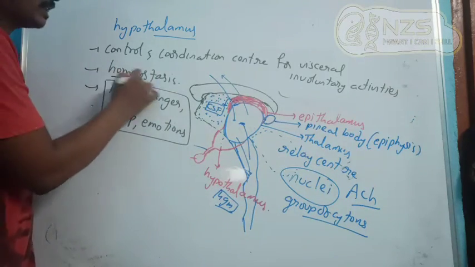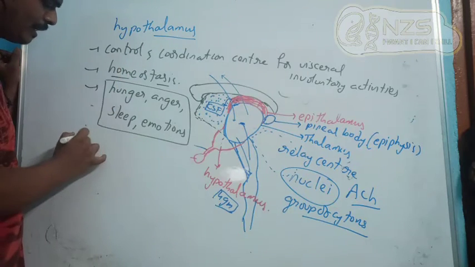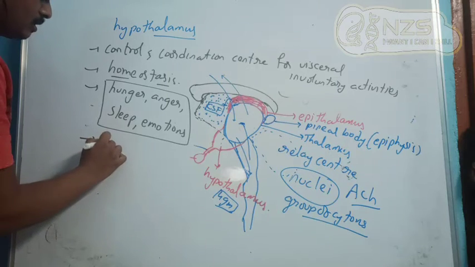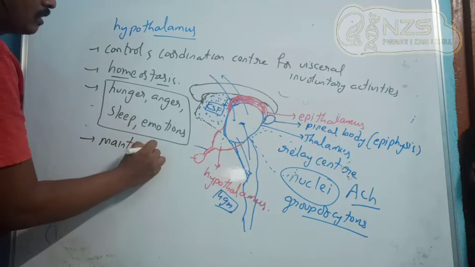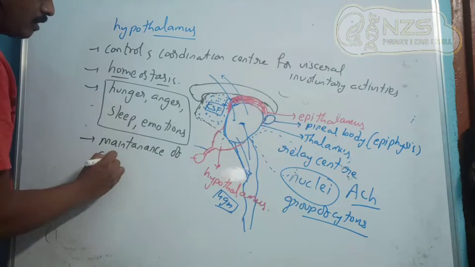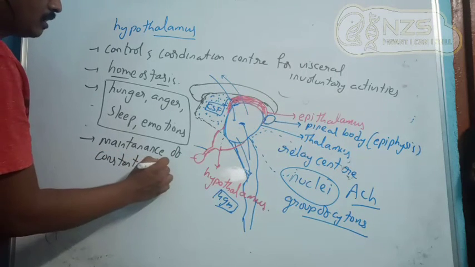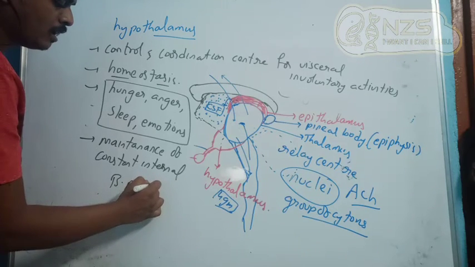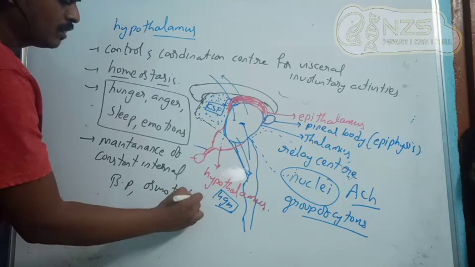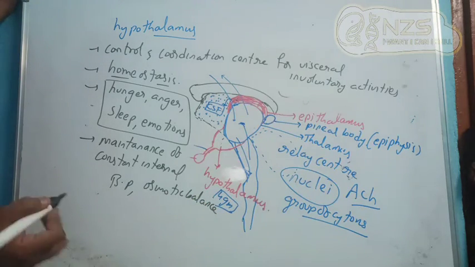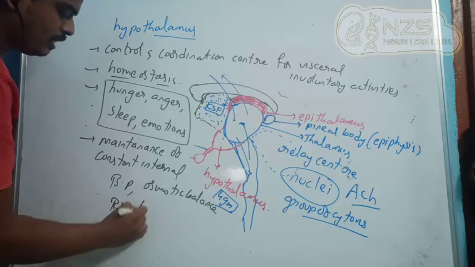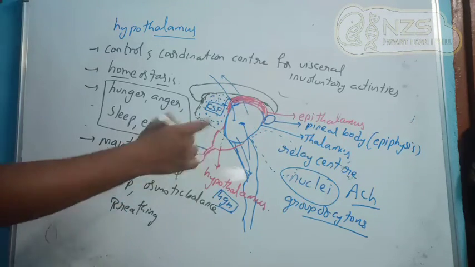So moreover, it maintains homeostasis. We'll concentrate on that part. What is homeostasis? Homeostasis means maintenance of constant internal conditions. For example, the BP should be maintained at 120/80. We should maintain the osmotic balance, that means the water balance inside the body. You should also maintain breathing control, which is done by this part with the help of some other part.